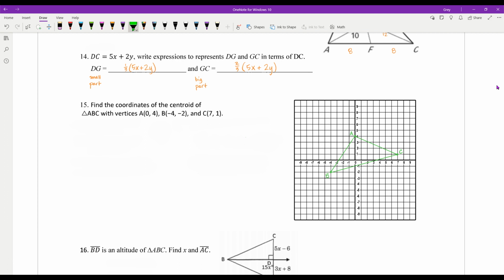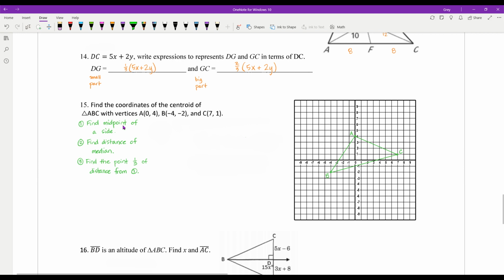So the harder way, the longer way, is that you could find the midpoint of a side. Pick any side, doesn't matter. Find the midpoint of that side, find the distance of that median, and then find the point that's 1/3 of the distance from that midpoint you found in number 1.